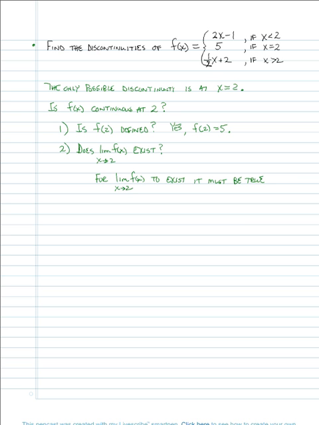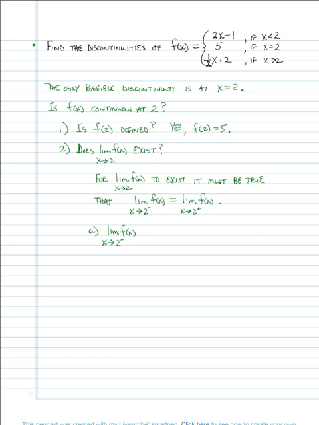That is, it must be true that the limit of f of x as x approaches 2 from the left-hand side has to be the same as the limit of f of x as x approaches 2 from the right-hand side. That's the only way the limit of f of x can exist as x approaches 2. So let's consider those. First, what about the limit of f of x as x approaches 2 from the left-hand side? Now here's the crux of this argument.